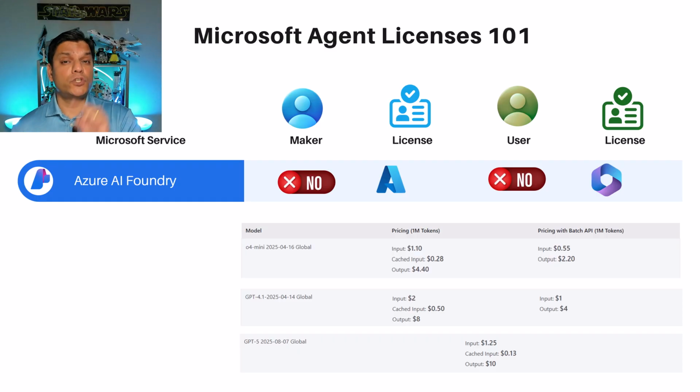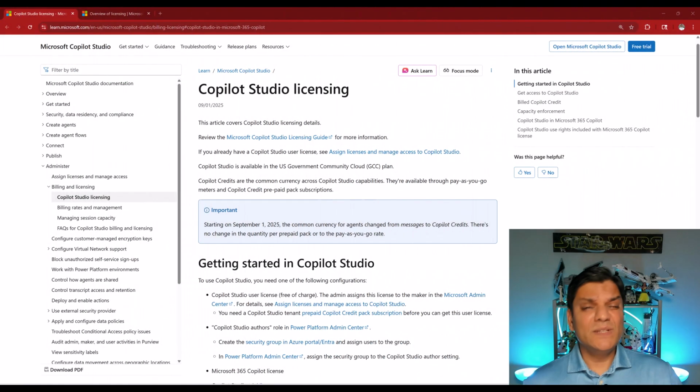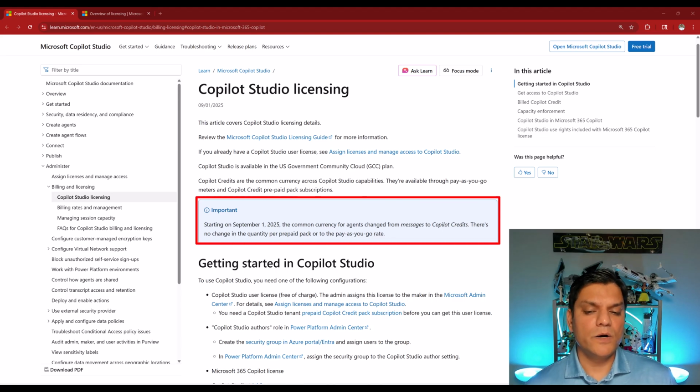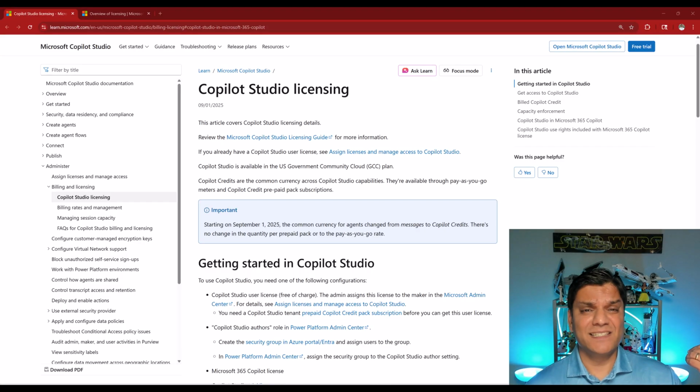Here, we use tokens, not credits. But the token amounts that you get is much higher. Not like the 25,000 that you actually receive on the Copilot Studio site. Over here, we are talking millions. So once again, the name change that occurred was the terminology messages to Copilot Credits. And this announcement came on September 1st of 2025, which is only 6 days ago.